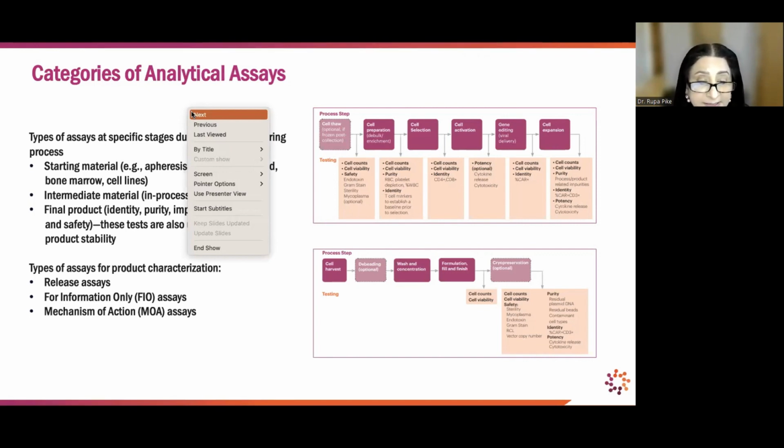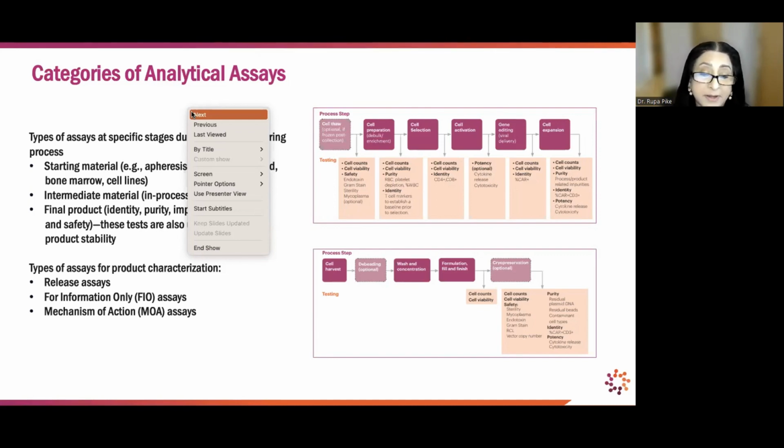So release assays are a panel of assays required to test the safety and in many cases, efficacy of the final product, even in the early stages. Once the product passes these tests, it is released for administration to the patient. Release criteria are predetermined in the CMC and already approved by the regulatory agencies.